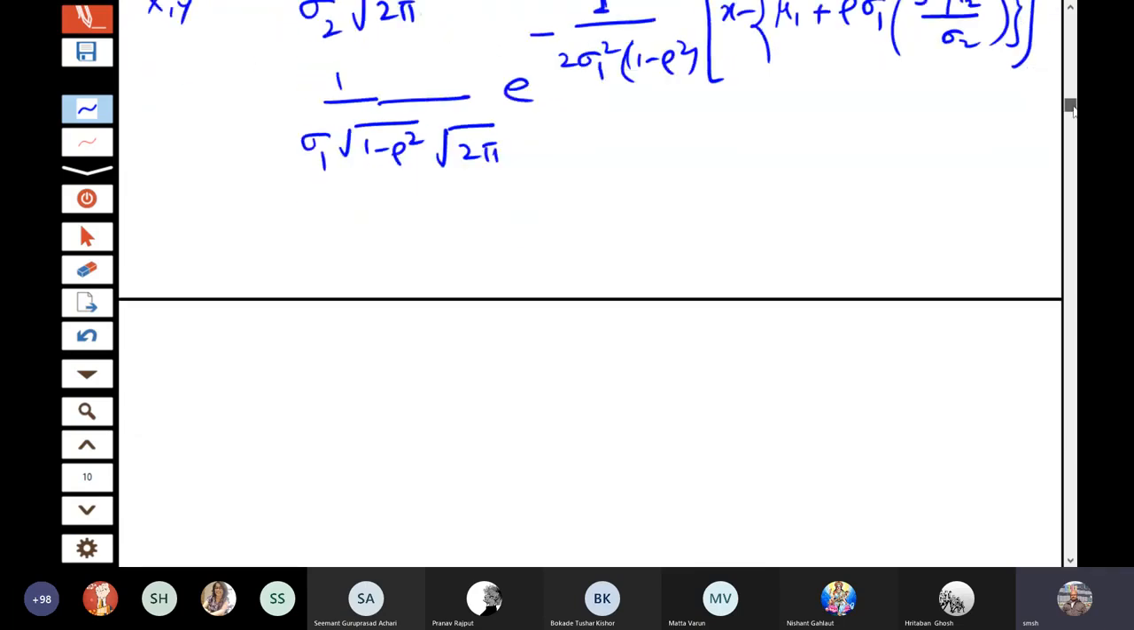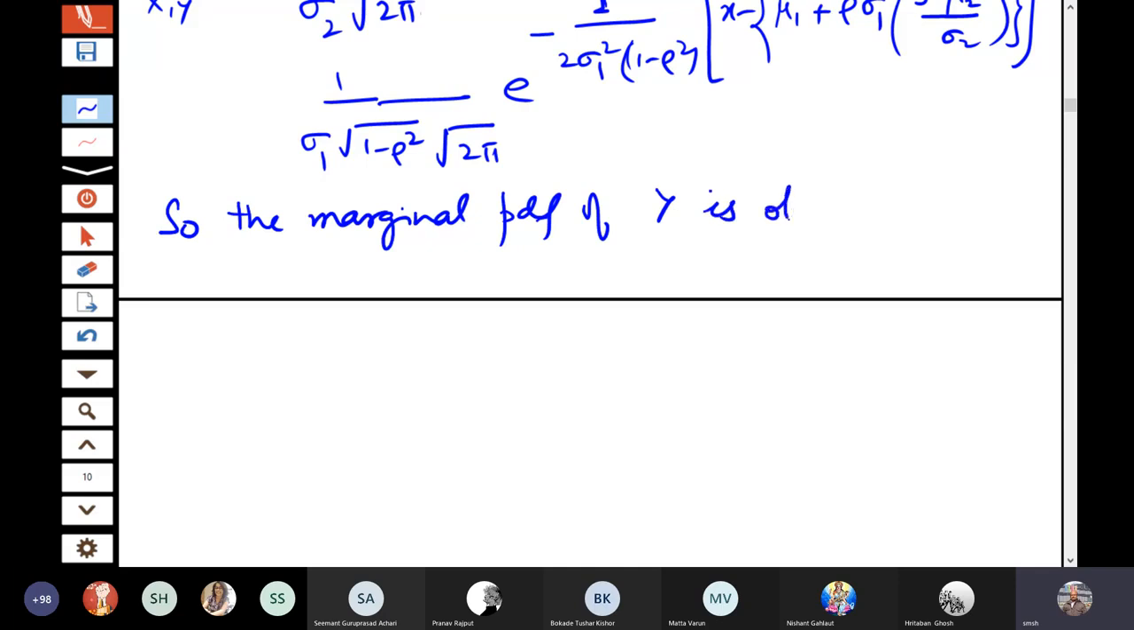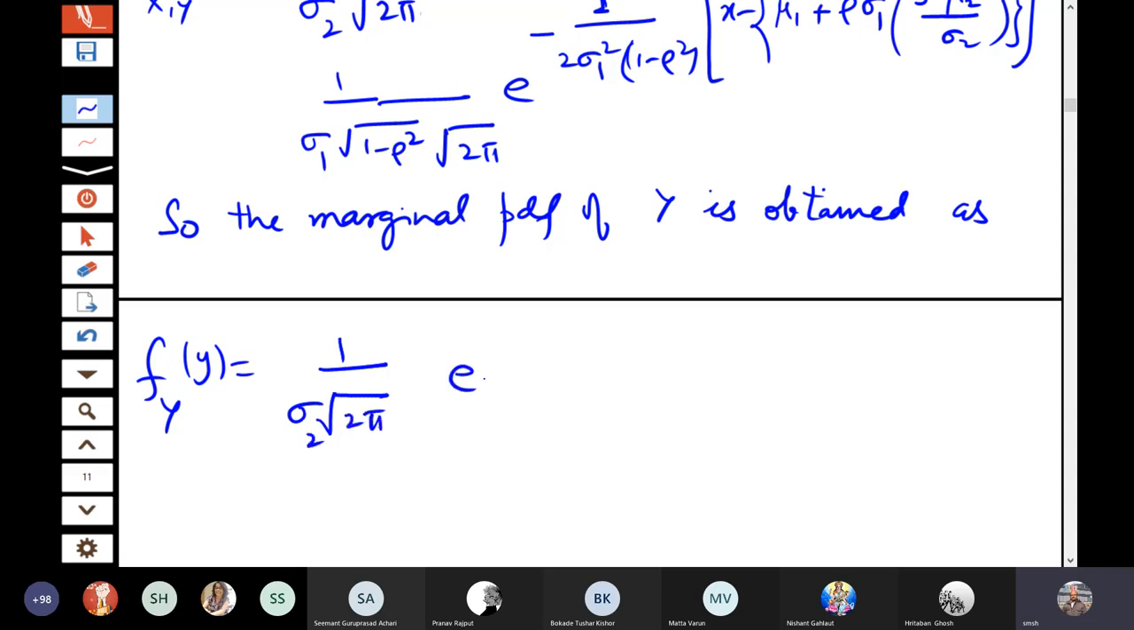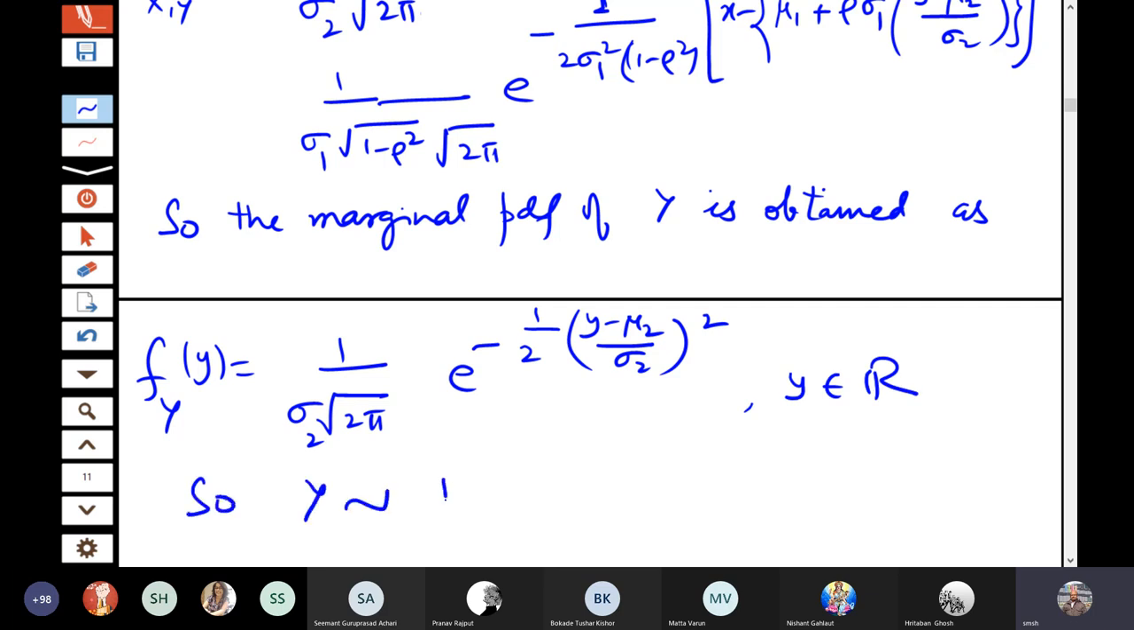So you get the marginal PDF of y. So you are getting the marginal distribution of y is normal with mean mu 2 and variance sigma 2 square.